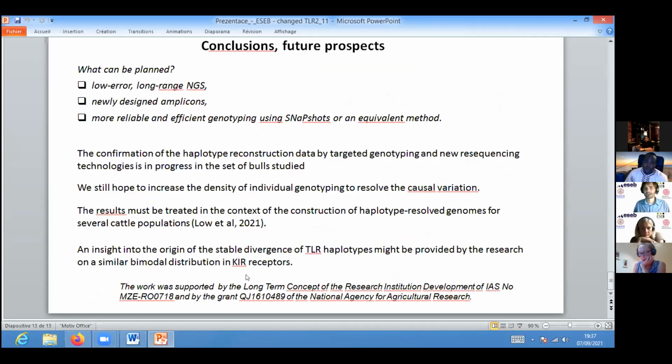In conclusion, we are planning to design other amplicons which can be used on a platform with a low NGS error rate, and we are also planning more reliable and efficient genotyping using SNaPshot or similar methods.